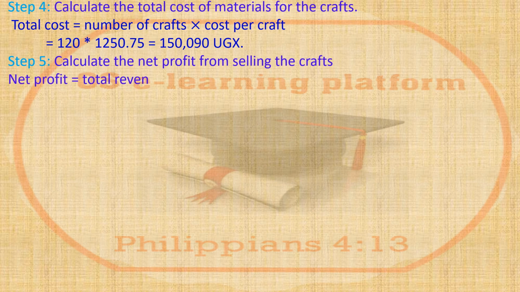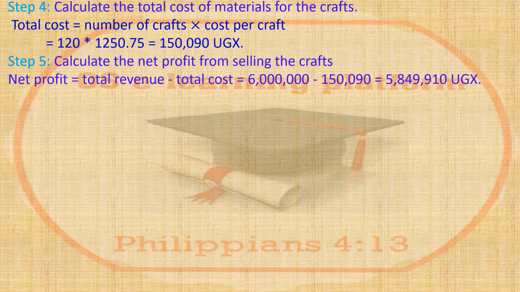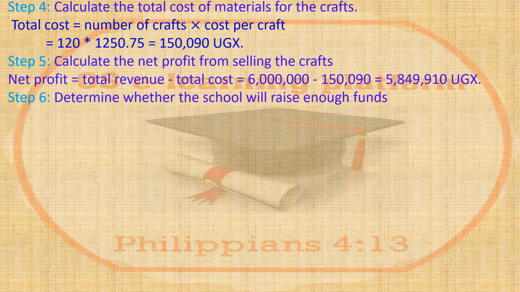So in the next step, I will calculate the net profit from selling the crafts. Net profit is equal to total revenue minus total cost. In other words, total selling price minus total buying price. And that will be 6 million minus 150,090 Uganda shillings. And that will give me a total amount of 5,849,910 Uganda shillings.